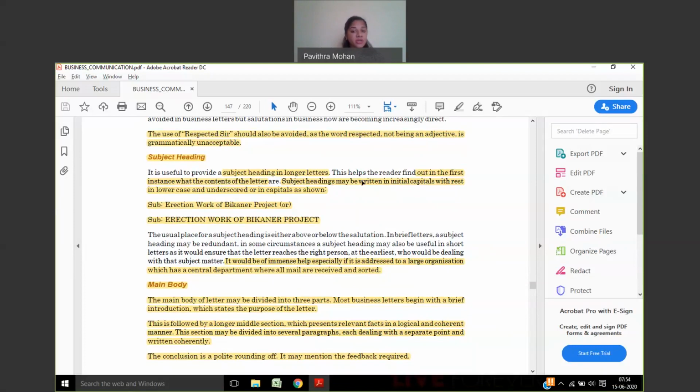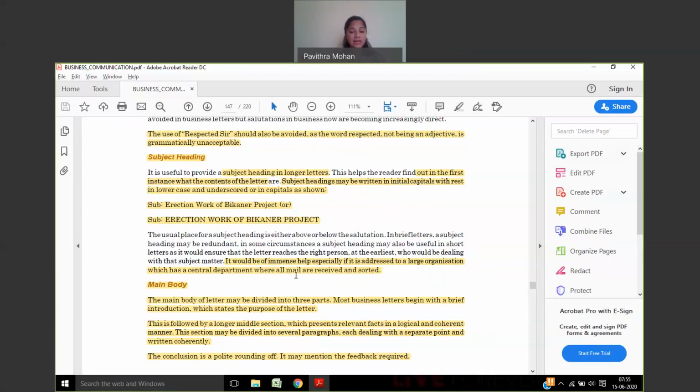The subject heading may be written in capital letters with the rest in lower case and underscored, or in capitals as shown below. So here you can just write it as Subject: Erection work of beginner project, or ERECTION WORK OF BEGINNER PROJECT. You can either give only the initial words in capital or give the entire sentence in capital. This is completely left to you. The style you want to follow you can follow, but this is the format in which it's going to be written.